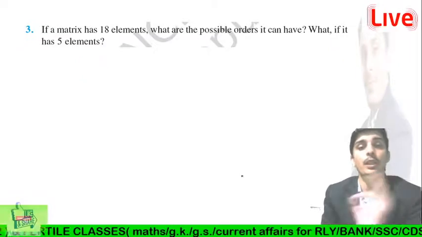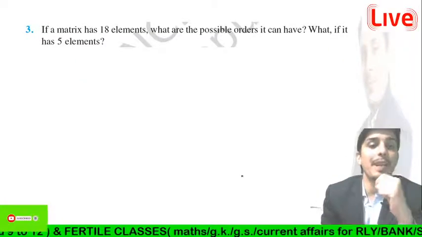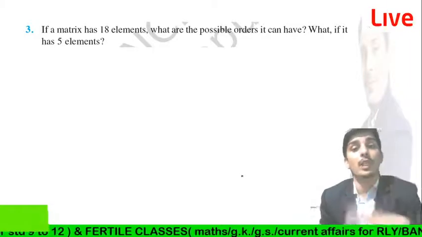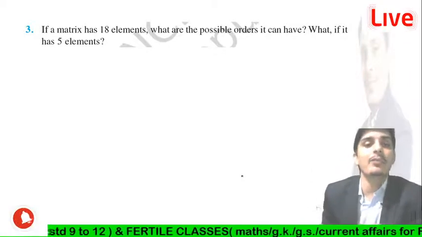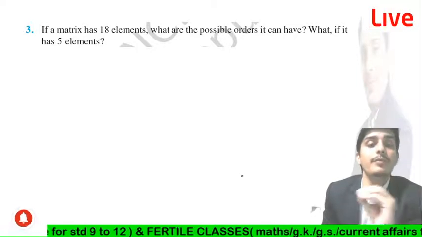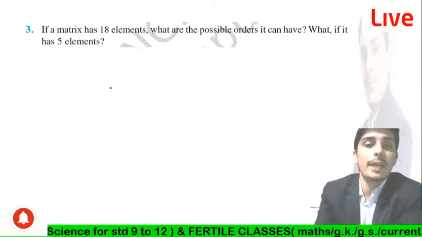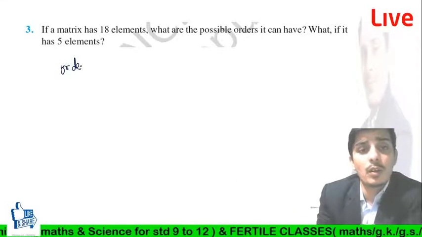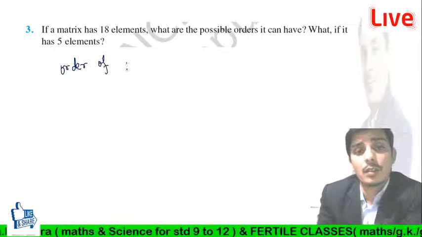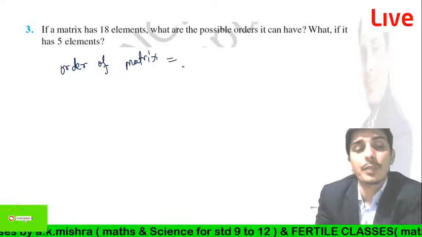Okay, so another question is the same type as the second, guys, right? If a matrix has 18 elements, what are the possible orders it can have, and what if it has 5 elements? This is a very simple question, guys, and we know that order equal to order of matrix equal to what we can write here?